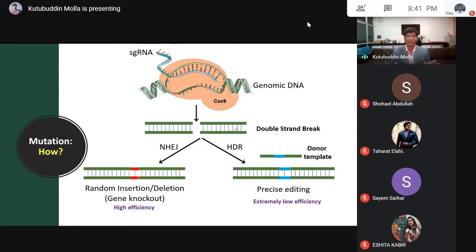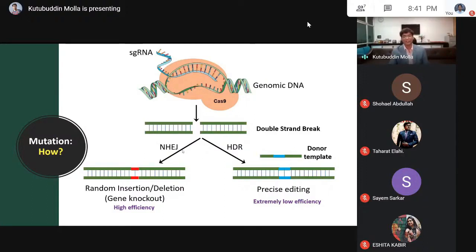In normal higher eukaryotes, there are two dominant pathways to repair any double strand damage in the DNA. One mechanism is called non-homologous end joining, NHEJ, and another is HDR, homology directed repair. NHEJ is the predominant one, the most followed by cellular activities, and it is also an error-prone system.